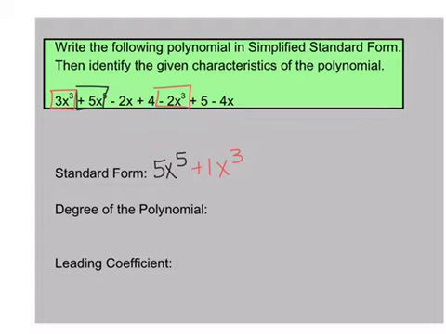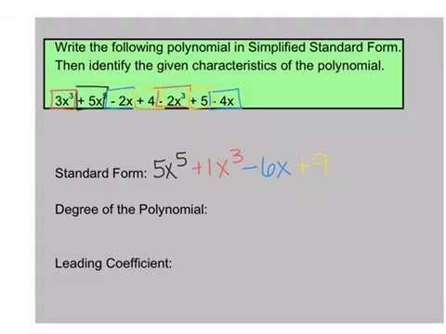I don't have any x squareds, so now I'm going to look at my x's. A negative 2 and a negative 4 gives me a negative 6x. And now I'm going to deal with those constants. So I have a positive 4 and a positive 5 gives me a positive 9.